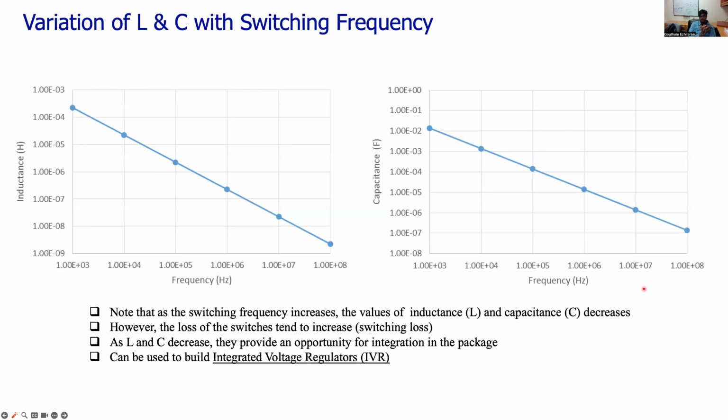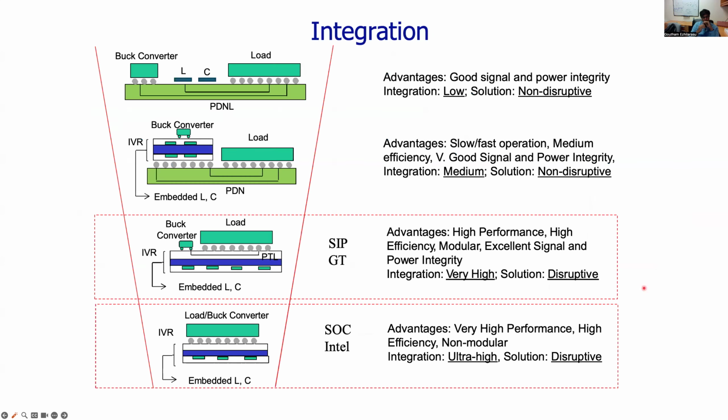The way you would do that is to increase the switching frequency. However, that can have some negative effects also, because increasing the switching frequency increases the losses in the switches and so on. So there's a lot of work done in trying to design the buck converter so that you can minimize the switching losses versus the actual size of the buck converter.